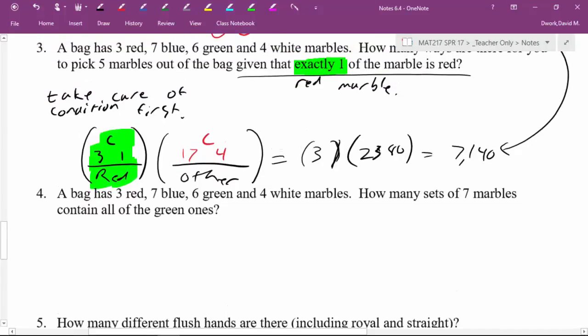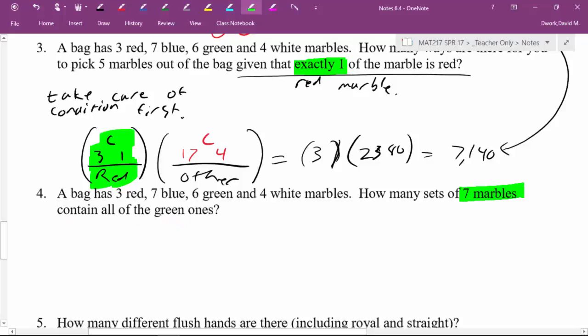Okay, so let's do one more marble problem, and then we'll move on to the next video to another type. All right, so now this problem says, let's see, is it the same bag? 3 reds, 7 blues, 6 green, 4 whites. Looks like the same bag. Now, how many sets of 7 marbles, not 5 anymore, 7 marbles that contain all the green ones?